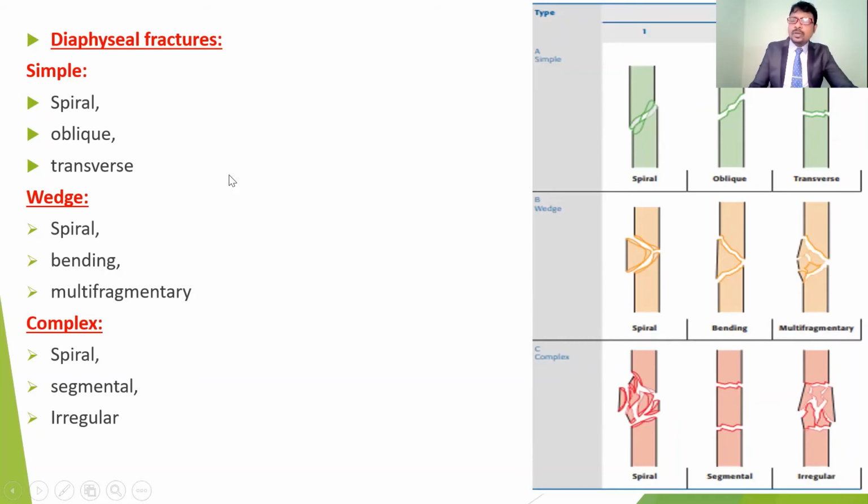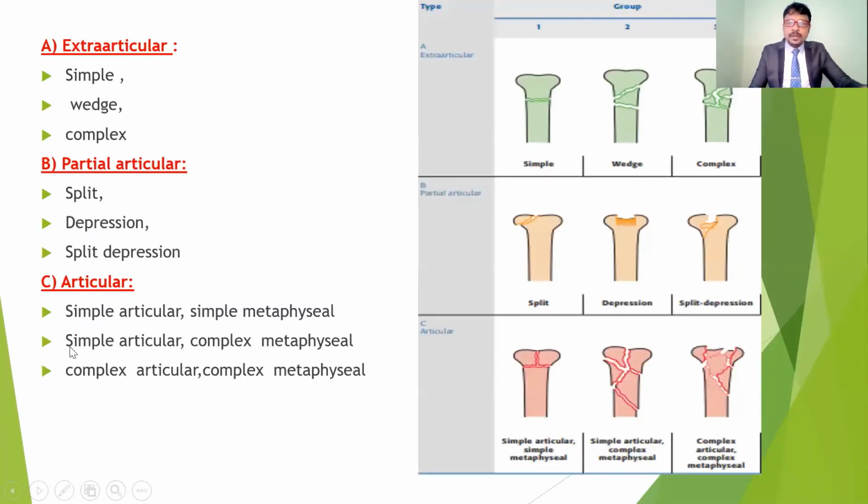So it is divided into proximal, distal, and diaphyseal, and each one is divided into other sub-classifications: simple, wedge, and complex fractures. Again, the proximal and distal are divided into three classifications: simple, wedge, complex. In the extra articular, the simple has only one fragment. More than two fragments is the wedge. And complex has multiple fragments, as we can see in the complex extra articular.